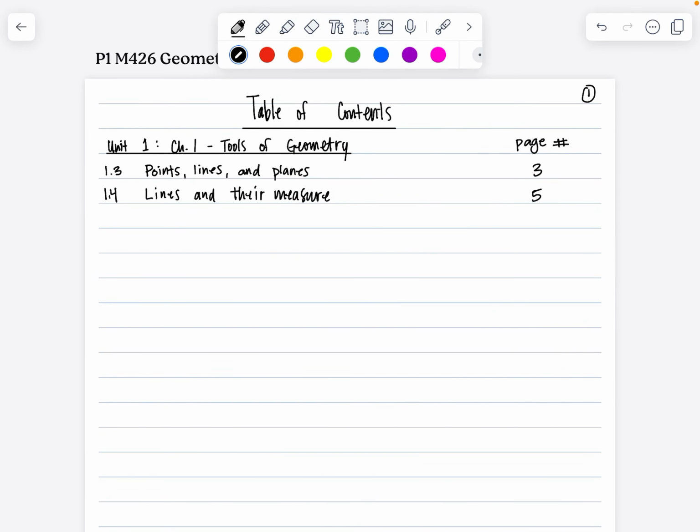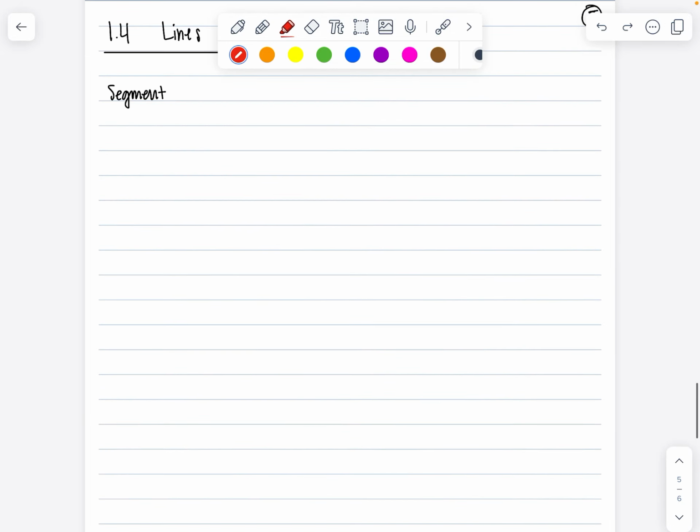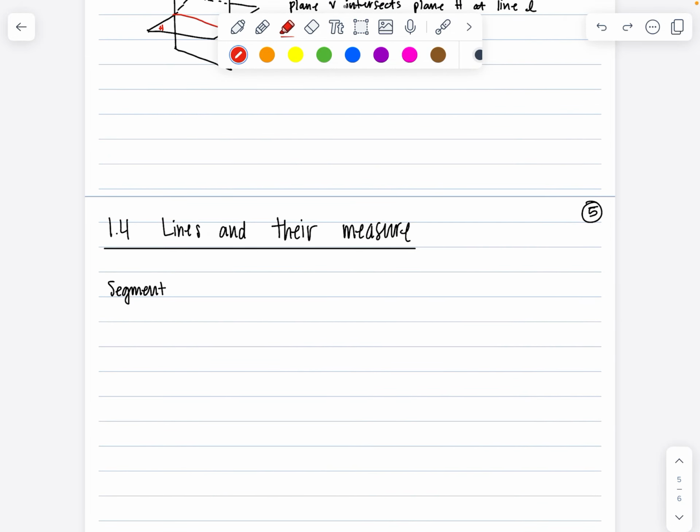Hello and welcome to our next lesson, which will be 1.4, lines and their measure. If you want to pause the video, put this on the table of contents. This will be my page 5. You're more than welcome to. So I'm going to my page 5. If you also want to pause and write this title down, you are encouraged to. And let's jump into it.